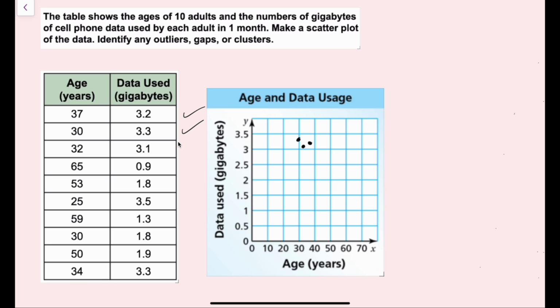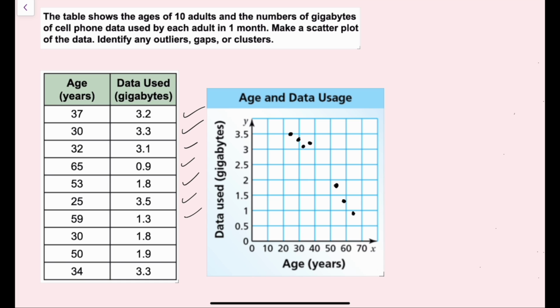Let me check that off. Then I have 65, 0.9. So that's going to be over here, and 0.9 is going to be right under the 1, something like that. Then I have 53, 1.8, which should be somewhere around here. Check that one off. Then I have 25, 3.5, right there. And then I have 59, 1.3, something like that.